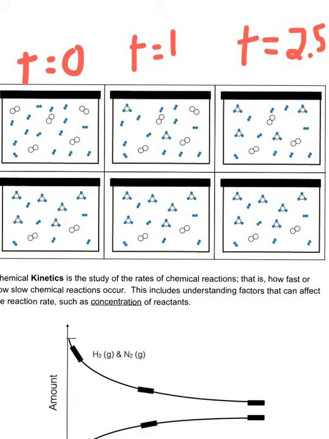So I want to leave you with the impression that the reaction is not occurring as fast. If it took 1 second to form the first 2 and 1.5 seconds to form the second 2, I'm going to say that this third one took 2 more seconds, so we'll say 4.5.